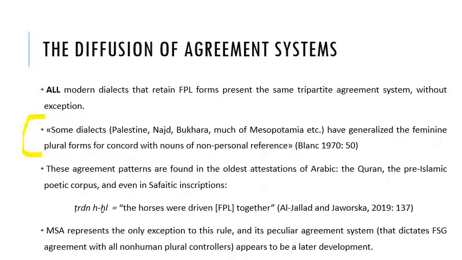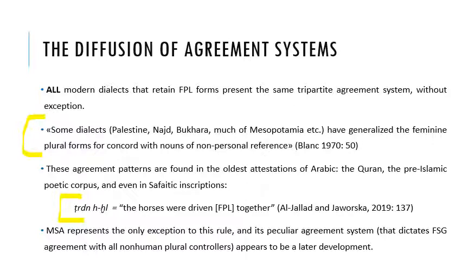As a matter of fact, this same agreement system is found in the earliest attestation of Arabic that have been passed down to us. You find almost exactly the same system in pre-Islamic poetry and in the Quran itself, and you even find it in some Safaitic inscriptions. This quote that I have inserted here is taken from Al-Jallad and Jaworska's dictionary of Safaitic. And you can see that the verb, however vocalized, the verb tarada, is referred to horses, and it is feminine plural.